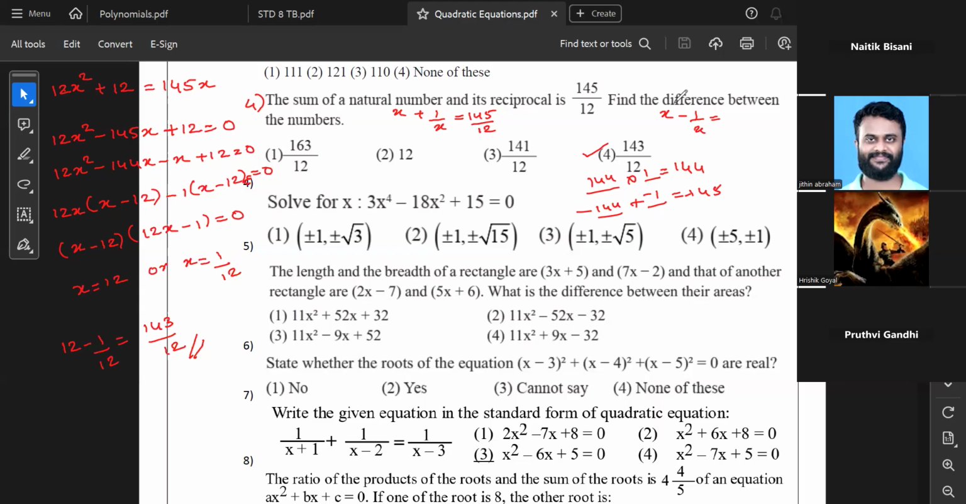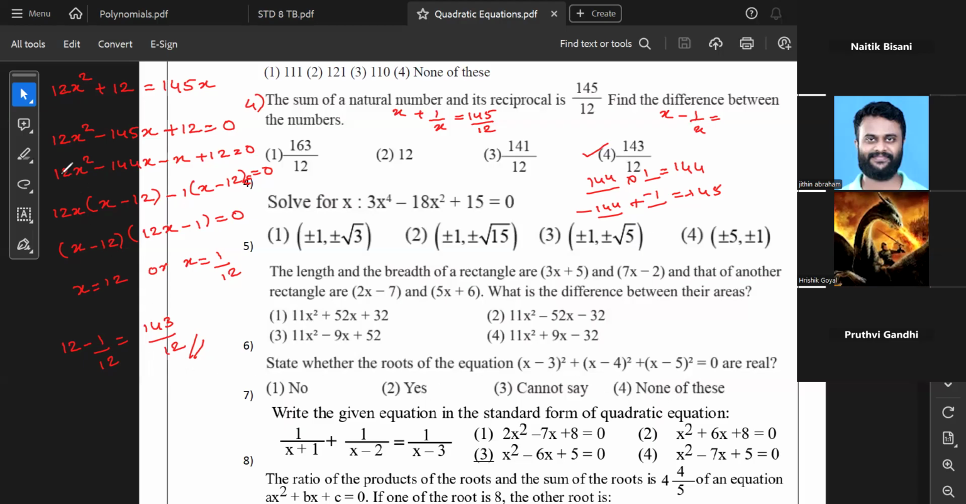Sir, I have a doubt. Sir, I tried another method. X square plus 1 is equal to 145 by 12. Then I took the RHS denominator 12 to LHS. It then became 12x square plus 12 is equal to 145. So 12x square plus 12 is equal to 145. Then I did 12x square plus 12 minus 145 is equal to 0. So if I solve it ahead, then also can I get the same answer?